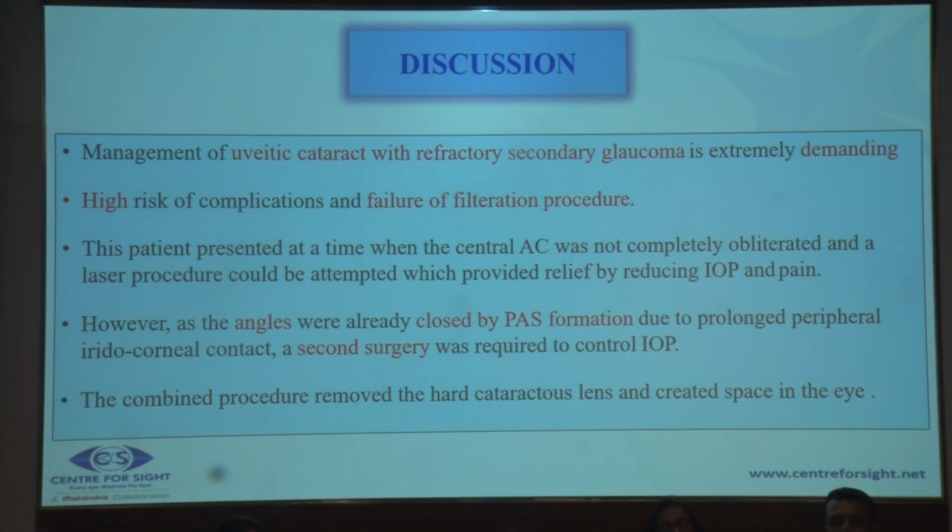So for this case, I would like to say that the management of cataract and refractory glaucoma in these patients is very demanding, and there's a high risk of failure of the filtering surgery as well because they have more inflammation. So in such patients where the IOP is not getting controlled, we need to do a combined surgery. Literature says that we can do a phacotrabeculectomy, but if possible, then we should do the cataract first, and then we should go for the trabeculectomy. So that can be given as a choice to the patient also if the IOP is under control.